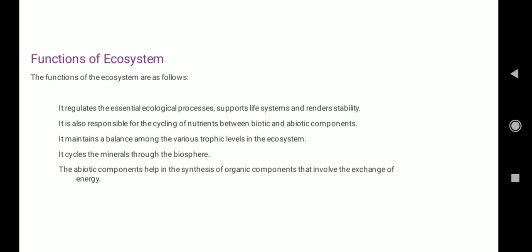What are all the functions of an ecosystem? The functions of an ecosystem are as follows. It regulates the essential ecological processes, it supports the life systems and renders stability. It is also responsible for the cycling of nutrients between biotic and abiotic components. It maintains the balance among the various trophic levels in an ecosystem. It cycles the minerals through the biosphere. The abiotic components help in the synthesis of organic components that involve the exchange of energy.